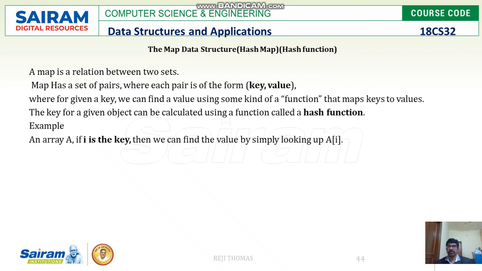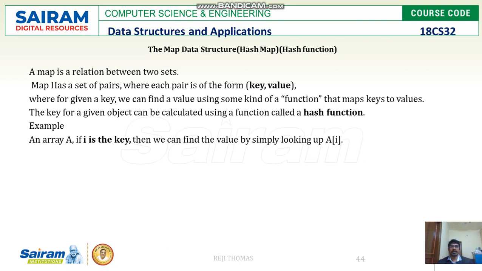To overcome this, we use different techniques, and one technique is called hashing. We have a map data structure for this. We have a hash map and we have a hash function. Normally a map is nothing but a relation between two sets, with each pair having a key and a value. For a given key, we can find the value using some kind of function. Let me repeat. For the given key, we can find the value using some kind of function, and this function is known as the hash function.